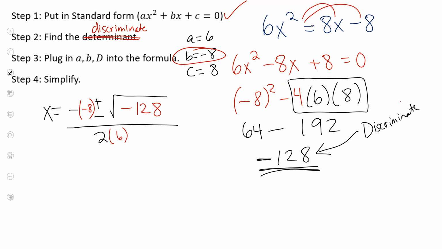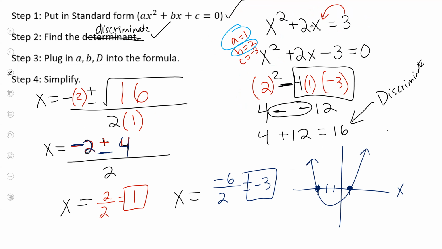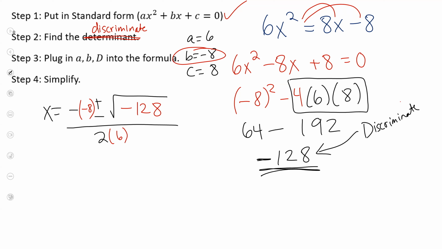The last problem was easy. We already know what the square root of 16 is. That's just 4. But do we know what the square root of 128 is? No, it's not a perfect square, so we're going to have to do some more work. Okay, so x equals a negative and a negative. This will be a positive 8 over 2 times 6 is 12. Okay, off to the side, let's figure out 128.